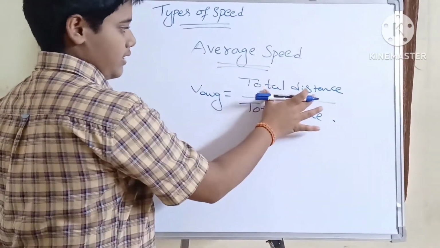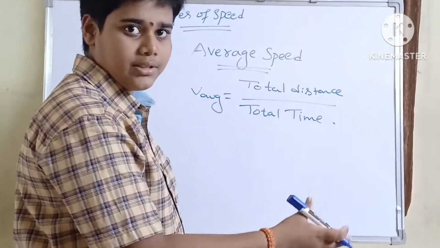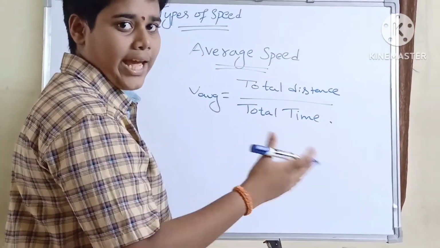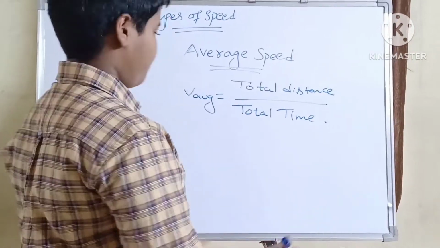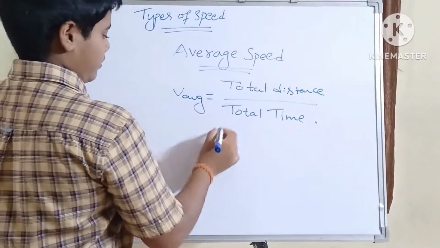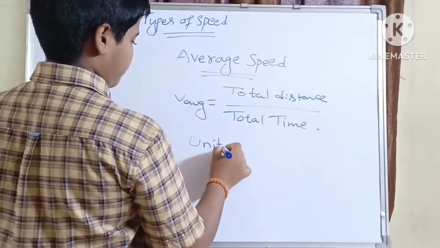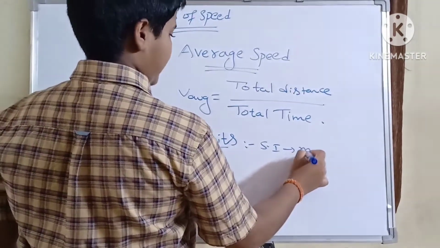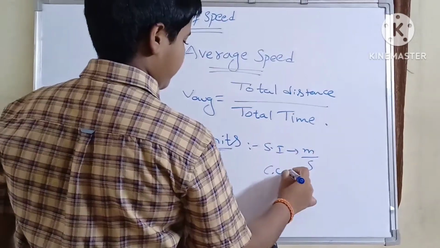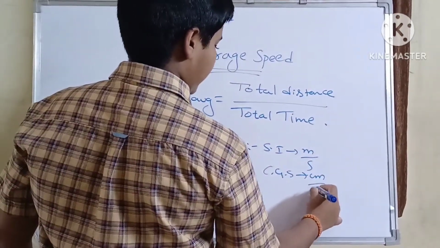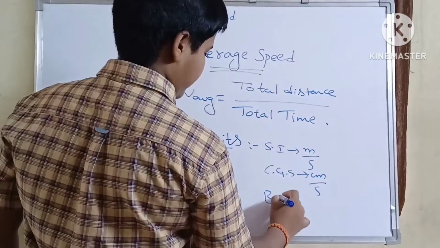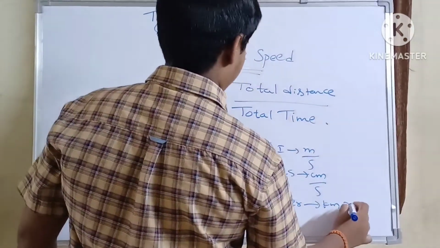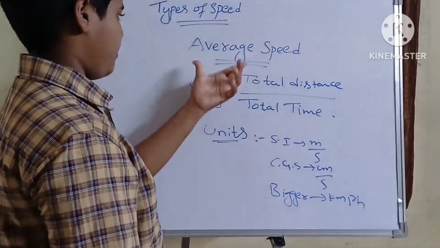In this, total distance means two or more distances we have to add, and total time means two or more times we have to add. Okay? So here the units: SI unit is meter per second, CGS unit is centimeter per second, and the bigger unit is kilometer per hour. So I will explain again.